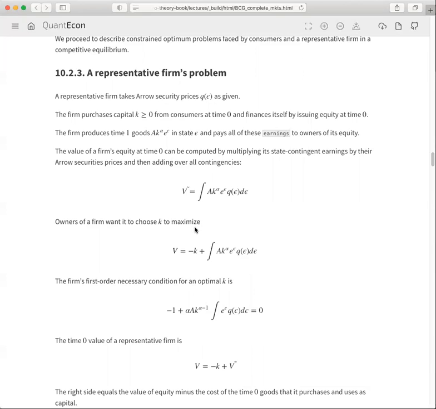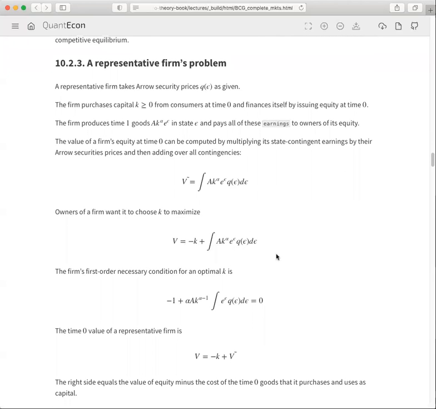So the initial owners of the firm want the firm to maximize the value of the equities, that's what it ends up selling, minus the cost of the initial investment. That's minus K, because we're measuring prices in consumption goods of time zero. So this is what the firm's problem is: to choose a little k to maximize this object, given whatever this pricing kernel is.